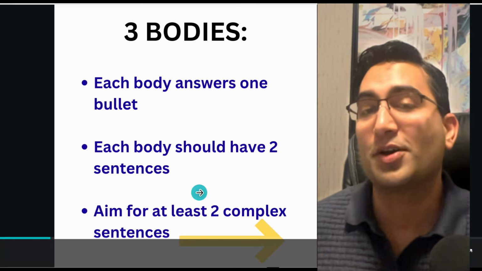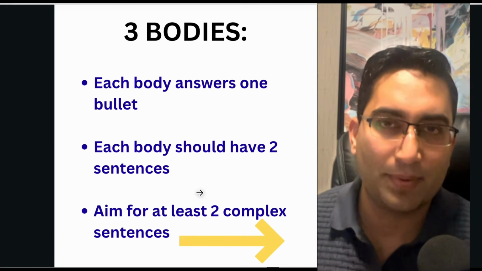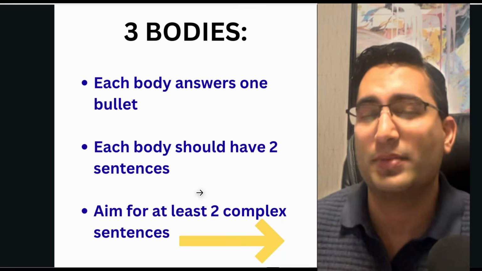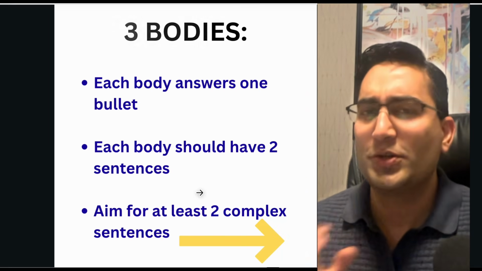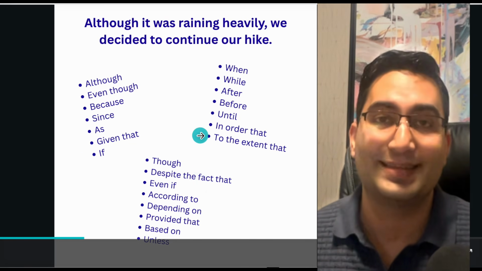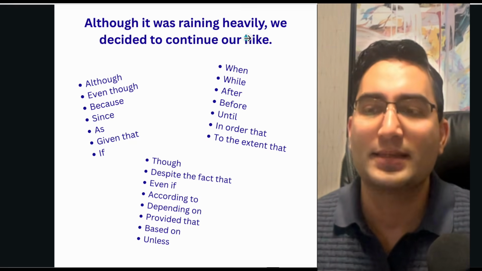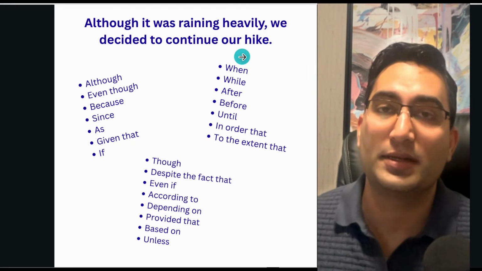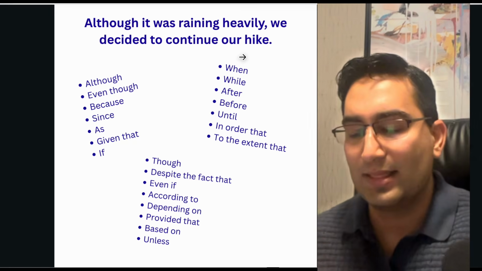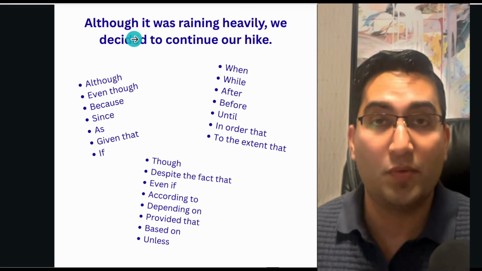Let's talk about the complex sentences. Here you want to aim for at least 2 complex sentences throughout your writing. Throughout the entire email, there should be 2 complex sentences. So what are complex sentences? These are sentences that have at least 2 clauses in them. For example, although it was raining heavily, 1 clause, comma, we decided to continue our hike, 2nd clause. So it's a conditional sentence. It has clause number 1, clause number 2. It completes the story by using something like although at the start.